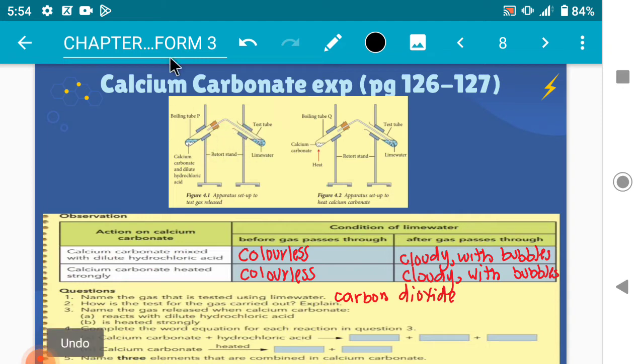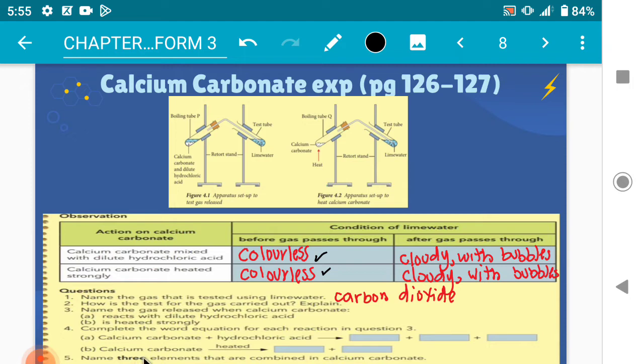So this is the observation. I already filled in some of the answers. Before the gas passes through, the condition of the lime water is colorless. Colorless means the original color of the lime water is colorless, like water. After the gas passes through it, the lime water turns cloudy with bubbles in it.